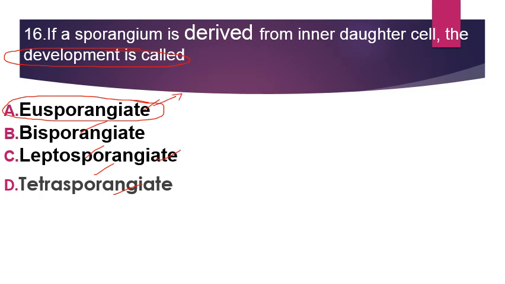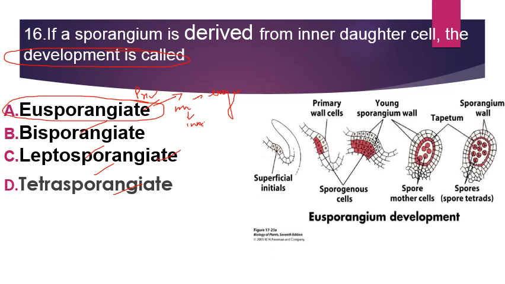Here the sporangia is derived from multiple cells, a number of initial cells, but these cells are formed from the inner daughter cell of sporogenous tissue. So this is some primitive type of sporangia development. Here the spores produced are in large number. So large number में जो spores हैं produce होते हैं. Here we can see the development of eusporangiate type of sporangia development.